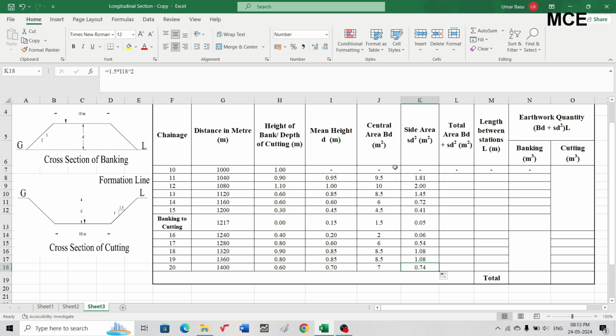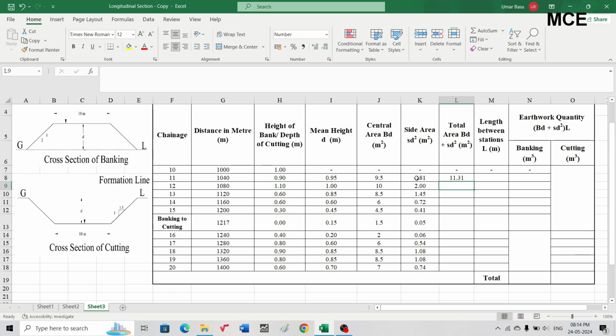So after finding the central area as well as the side area, you can find the total area. So total area is the central area, that is 9.5, plus 1.81, which is the side area.